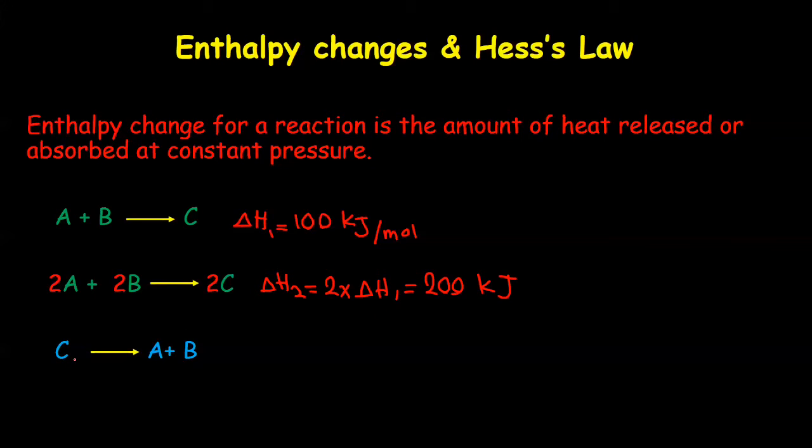And if I have a reaction, C gives me A and B. You see this reaction, if I name it reaction number 3, delta H3, actually reaction number 3 is the flip or reverse of reaction number 1. So the delta H for reaction number 3 is negative delta H1. So it's equal minus 100 kilojoule.